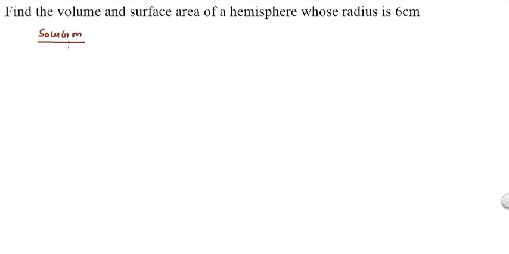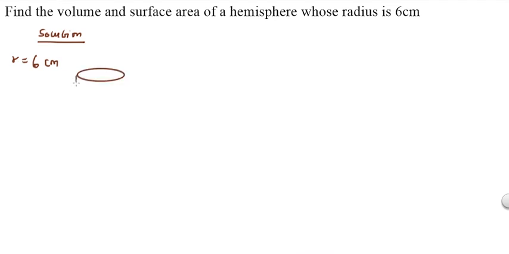Then I'll write out my important values. Now the question tells me that my radius is 6 centimeters. So I'll write out my radius as 6 centimeters. Now I'd like to draw a diagram of a hemisphere so that we can use it to analyze this question. So a hemisphere looks something like this.